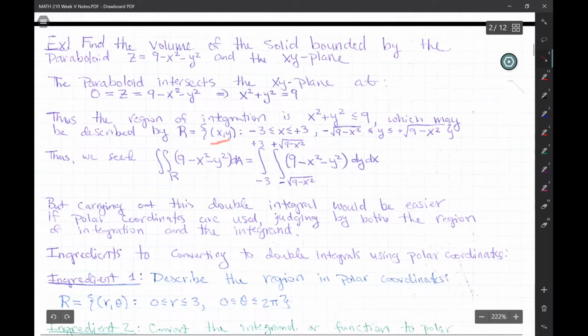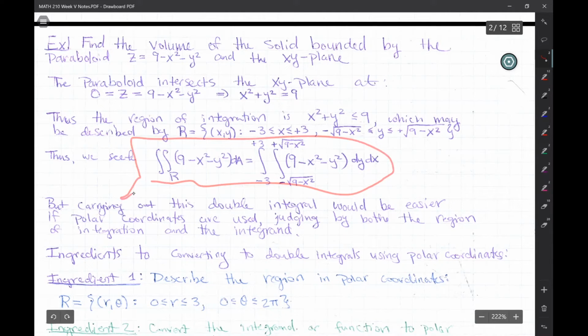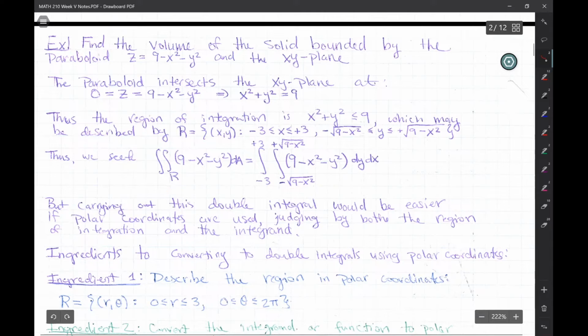If we use x and y coordinates, here's one way to describe the region. So we could have x being between minus 3 and 3. And then y would have to be between the top part of the circle and the bottom part of the circle. So setting up that double integral, we'll get this expression here. Now, this expression is not very simple to integrate. We could do this much more easily if we use polar coordinates.